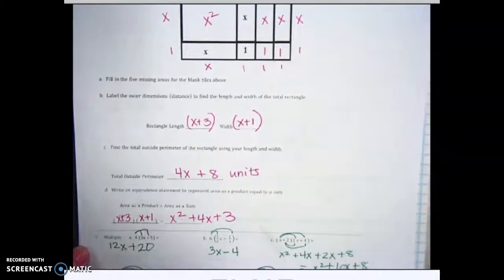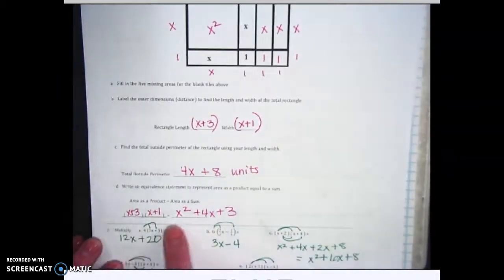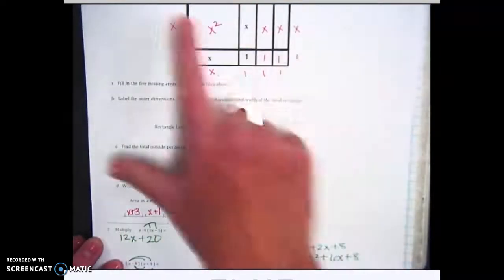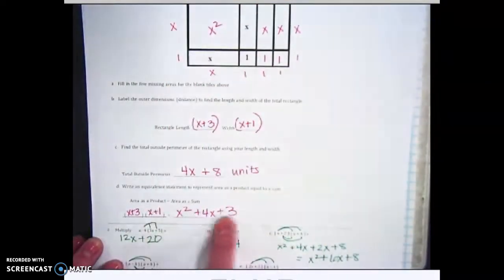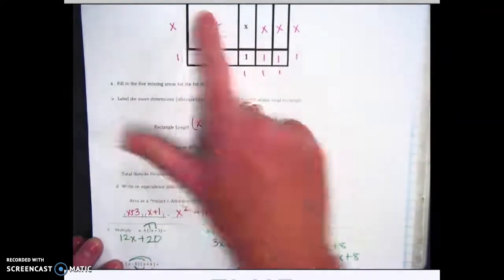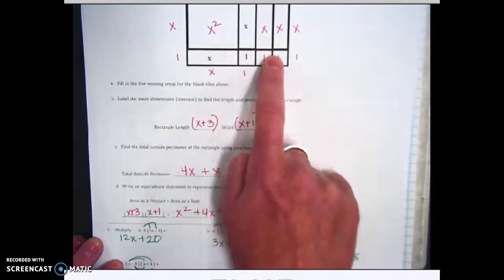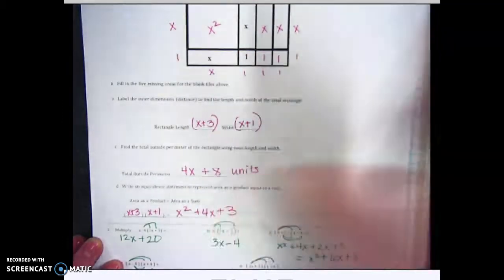D, I wrote an equivalence statement to represent the area as a product equal to the sum. So as a product, I did x plus 3 times x plus 1. To get the area as a sum, I had 1x squared, I had 1, 2, 3, 4 x's, and I had 1, 2, 3 units.